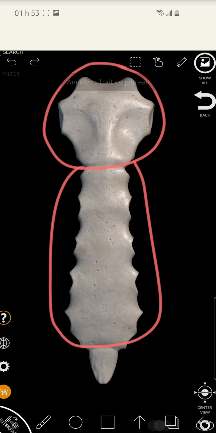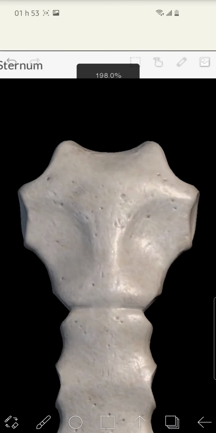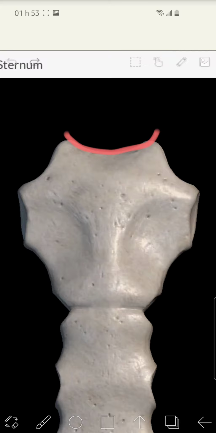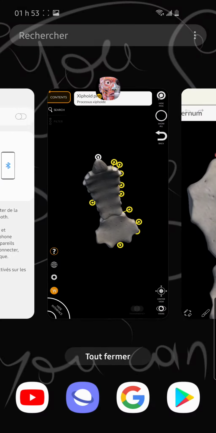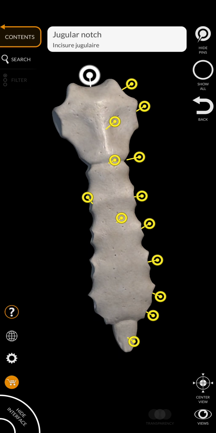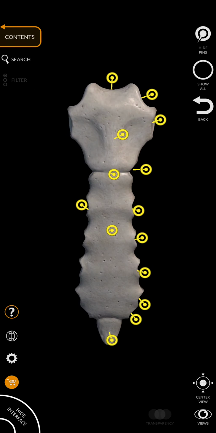Okay. Let's start with the sternum. I'm gonna go pretty quick, but first of all, we have this notch. This is called the jugular notch. So here you go, jugular notch. This notch doesn't really articulate with anything.